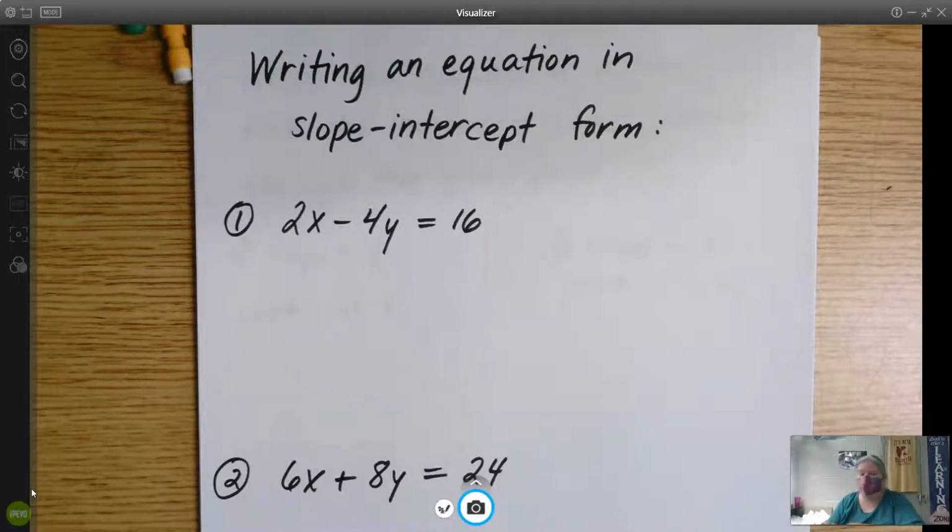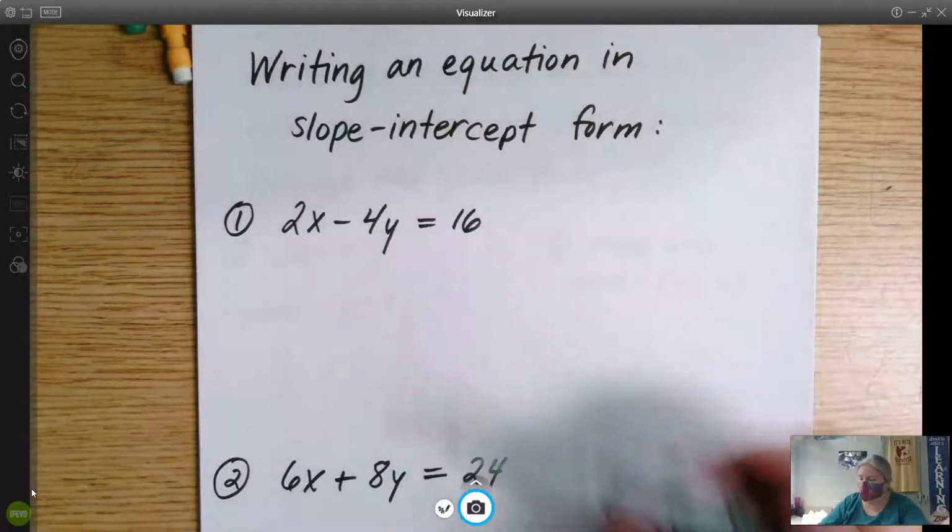I'm here with another quick video remembering something that we learned in Algebra 1 that we might need in geometry. And this particular thing is taking an equation that is written in a form other than slope-intercept form, and both of these are in standard form.